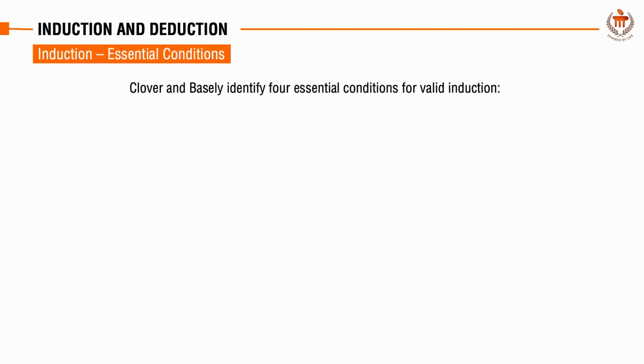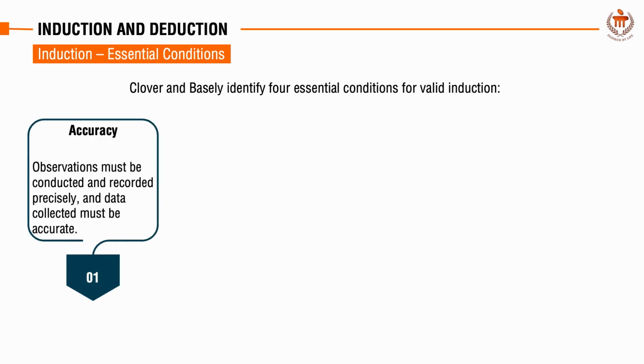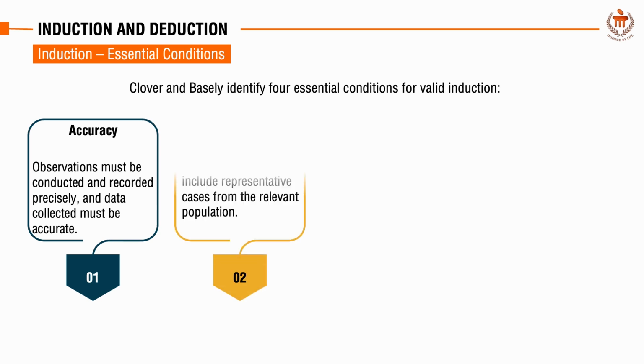Now, let's look at the essential conditions of induction. Clover and Basely identify 4 essential conditions for valid induction accuracy. Observations must be conducted and recorded precisely, and data collected must be accurate. Errors in observation, experimentation, or recording can compromise the validity of conclusions. Representativeness: observations must include representative cases from the relevant population.